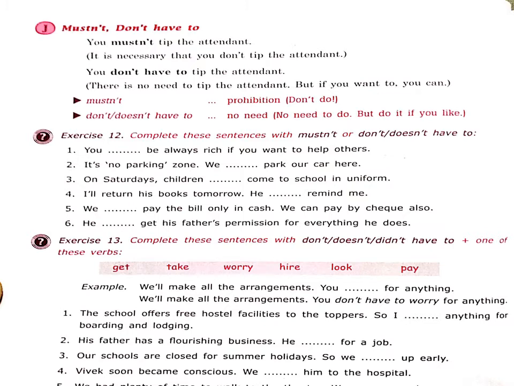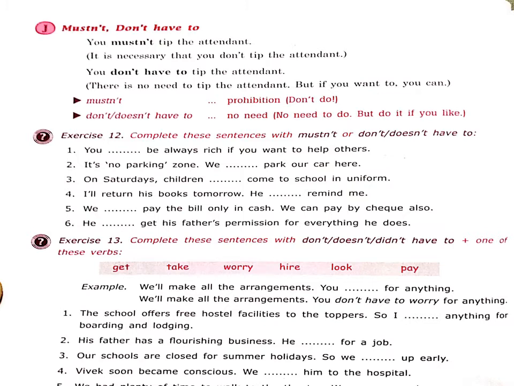Let's do the next sentence also. It's a no parking zone. We dash park our car here. So here you'll write mustn't, children. It's a no parking zone. We mustn't park our car here. It is necessary and prohibition. That's why mustn't will come in the second sentence. Right, students? Rest of the sentences you'll do yourselves.